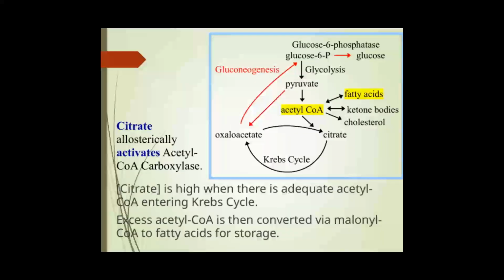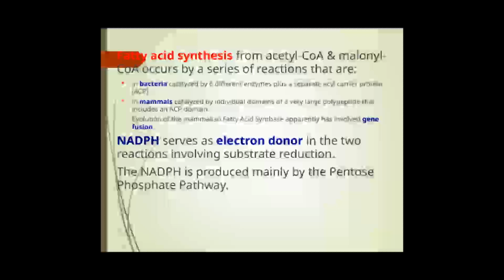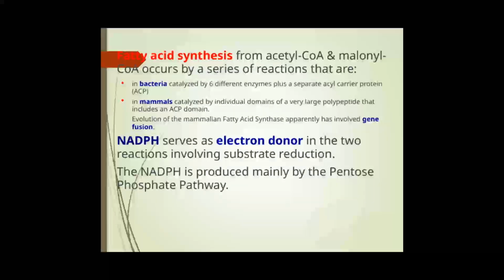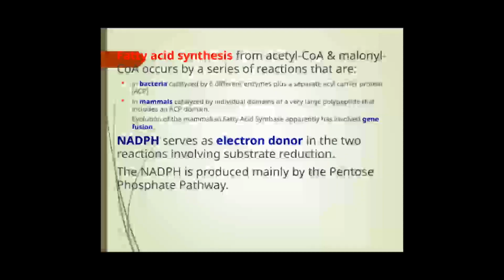Now, let's look at how fatty acid synthesis from acetyl-CoA and malonyl-CoA occurs. This process involves a series of reactions that differ between bacteria and mammals. In bacteria, these reactions are catalyzed by 6 different enzymes, along with a separate acyl carrier protein, or ACP, which plays a crucial role in shuttling the growing fatty acid chain through the process.